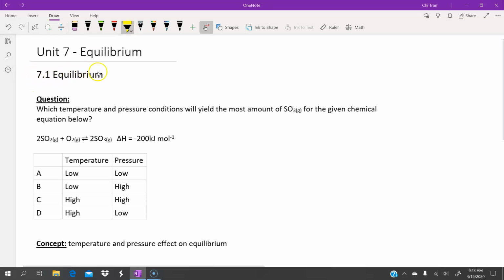This video is about equilibrium. So the keyword in question is which temperature and pressure condition will yield the most amount of SO3. And the concept of this question is temperature and pressure effect on equilibrium.